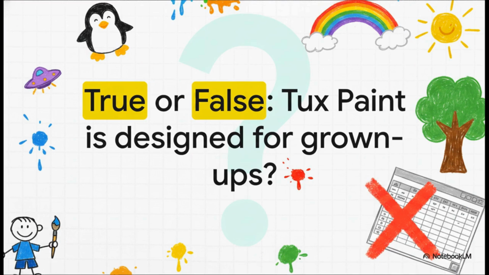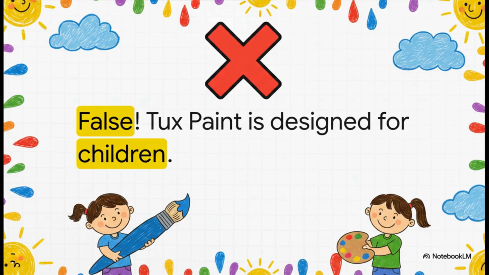Let's try a true or false question. Question 1 from the true or false section says, Tux Paint is a program designed for grown-ups to do office work. Think back to the very first line of our chapter introduction. Does this really seem like an office spreadsheet program to you? The answer is false, of course. Tux Paint is specifically designed for children to learn painting in a fun and super easy way. No boring office work here.